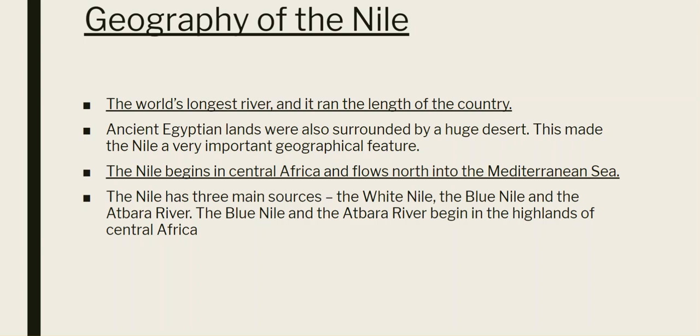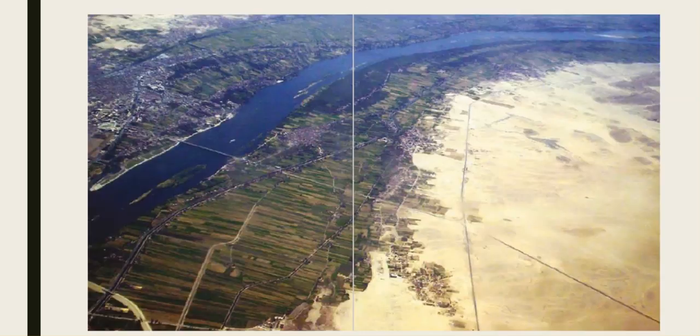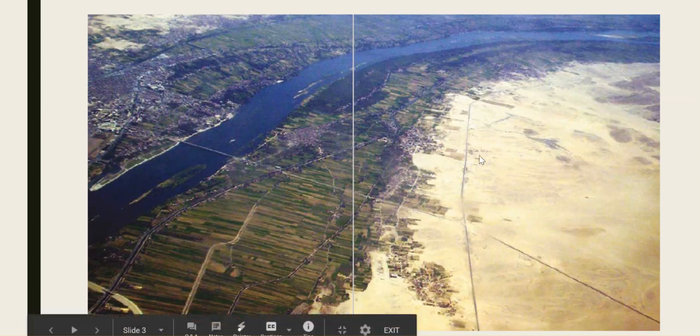The Nile River begins in Central Africa and flows north into the Mediterranean Sea. The Nile has 3 main sources: the White Nile, the Blue Nile, and the Atbara River. The Blue Nile and the Atbara River begin in the highlands of Central Africa. So this is just a picture of the Nile River. You can see along the side over here you've got the sandy desert land, and then you've got the Nile and the civilization that lives around the Nile.